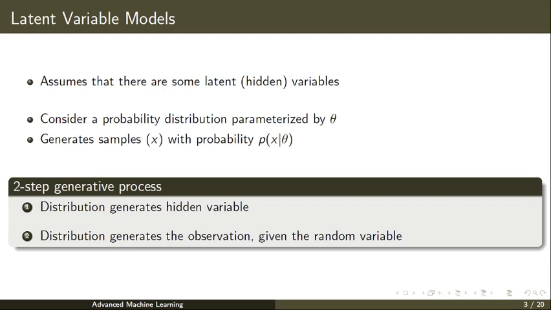Latent variable models internally assume that there are some latent or hidden variables, and these hidden variables are going to control our visible variables. Let's say in our model we have a visible variable x. So looking at that sample, you will be able to say the properties of that variable.